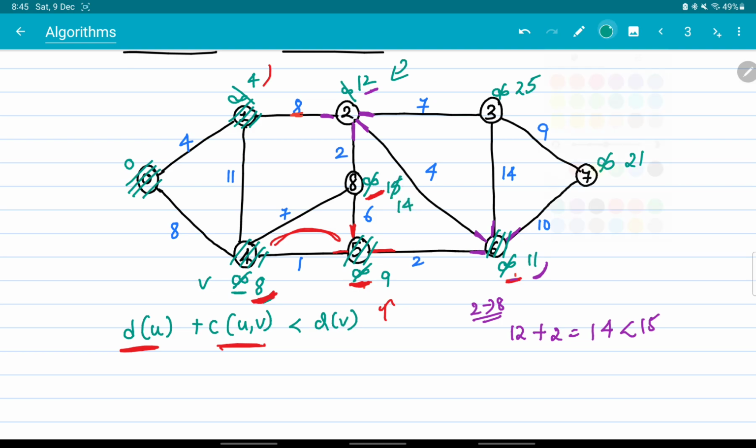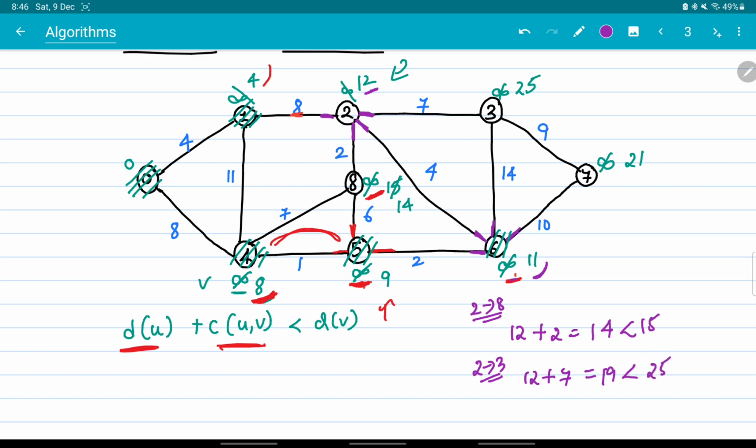The next one is I'm going from 2 to 3, because 2 to 6 is already done, a visited node. So 2 to 3. What is the distance of 2? 12 is the distance of 2, plus the cost of going from 2 to 3 is 7. 12 plus 7, which is 19. Now what is the distance of 3?